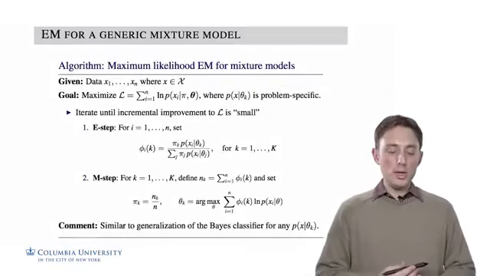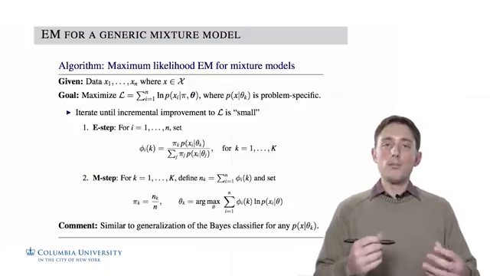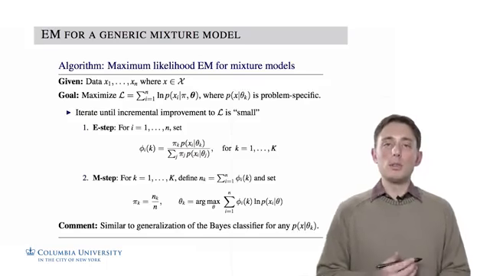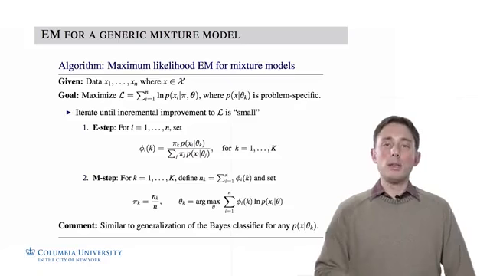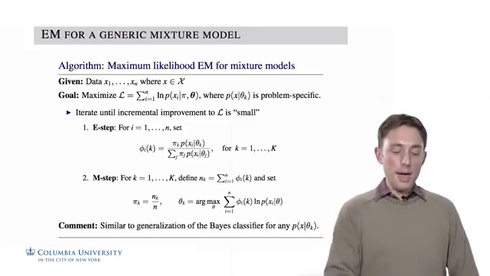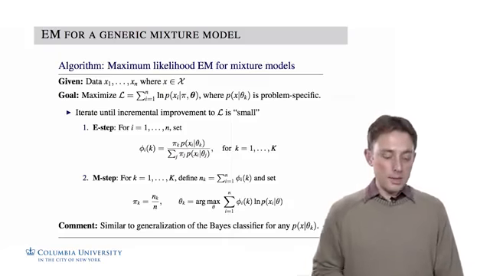Finally, I want to quickly discuss how this can be generalized to mixture models using different distributions besides multivariate Gaussians. So we've actually already discussed everything necessary to give an outline of the algorithm for doing maximum likelihood EM for any generic mixture model, and it looks like this.